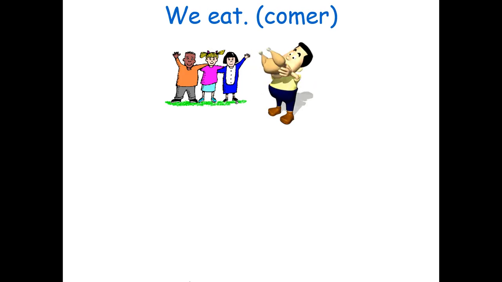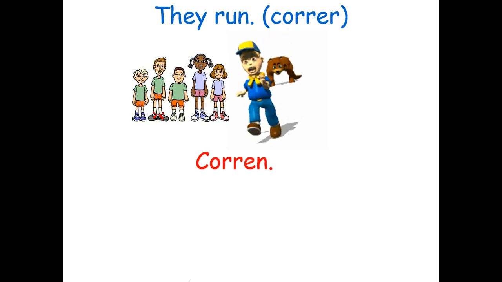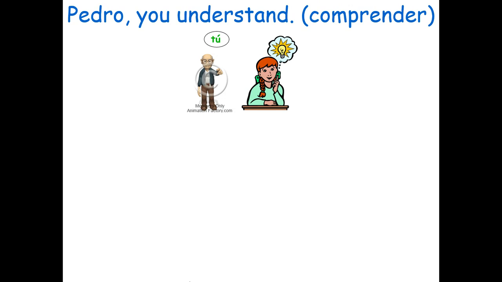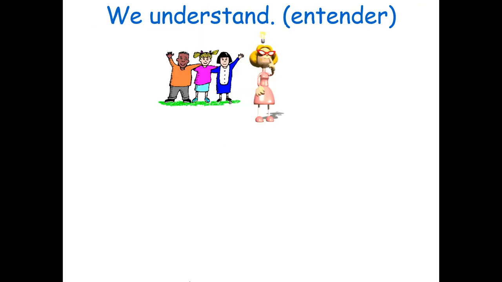We eat. Comemos. They run. Corren. I learn. Aprendo. Pedro, you understand. And again, because it's Pedro, you, we're going to have the tú form. Comprendes. Esteban ought to or should. Debe. And again, because we're using a name here, it's like saying he. We understand. Entendemos. Notice it's emos because it's an ER verb.